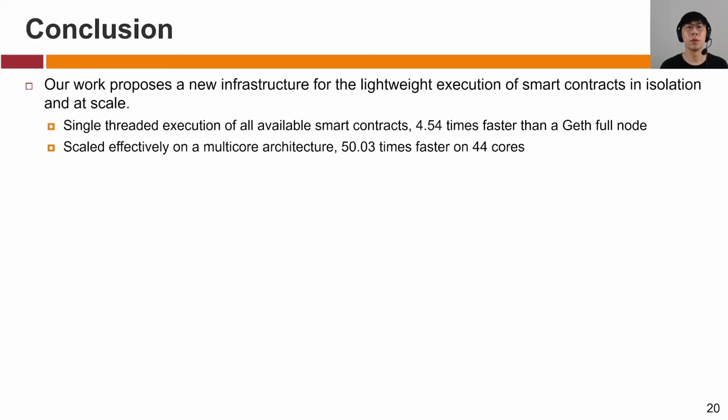In conclusion, our work proposes a new infrastructure for the lightweight execution of smart contracts at scale, multi-threaded, and in isolation. We were able to execute all available smart contracts from the Ethereum mainnet 4.54 times faster than a Geth full node with a single thread, and 50.03 times faster on 44 cores.